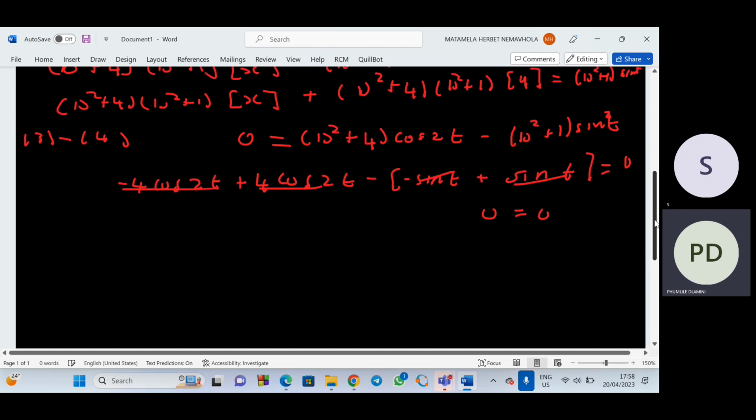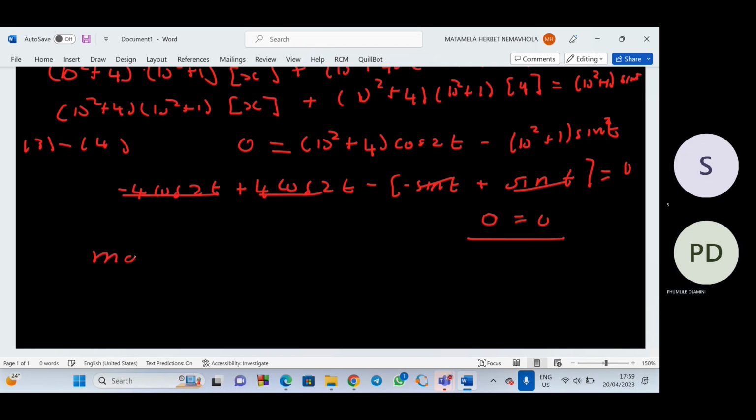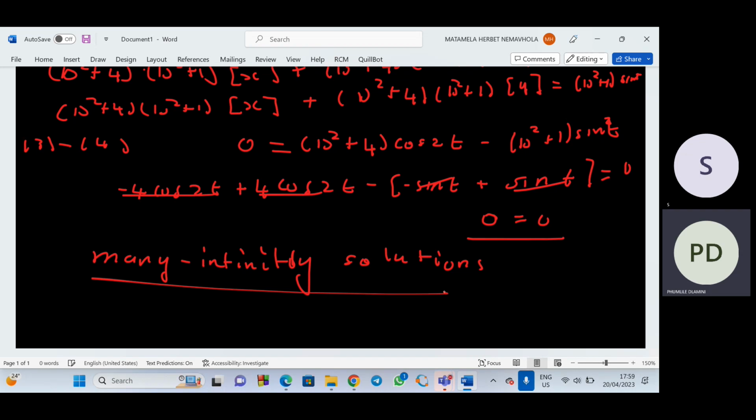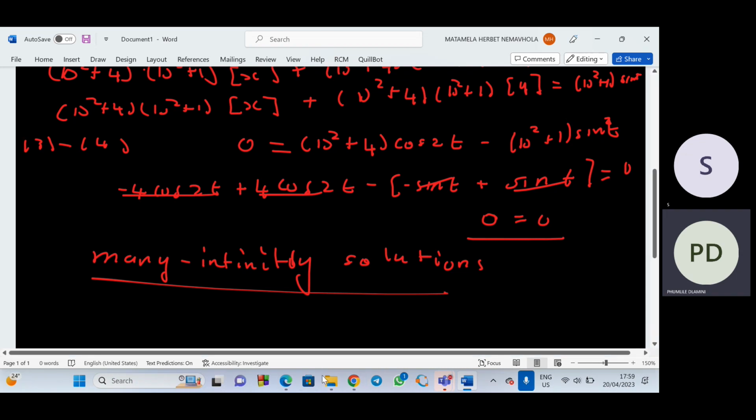So when we get this answer, it means that this equation has no solution. Sorry, not no solution. It means that if you get your answer that is 0, this equation has infinitely many solutions. So I worked this out for you without checking your memo. So let's go and check your memo, how it is.